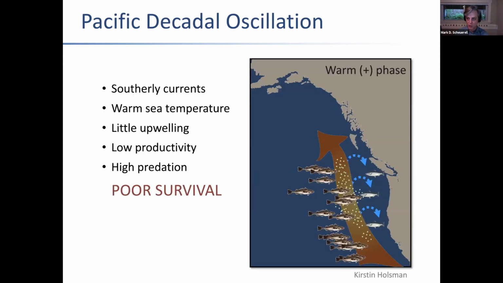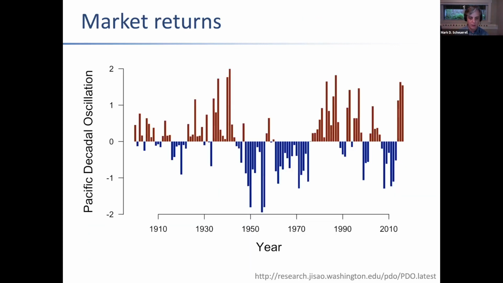So sorry, I'm just going to jump ahead here a little bit to get to the interesting stuff. So here's our time series of PDO. And the PDO was sort of typified by periods where it's generally warm, then generally cold, generally warm, generally cold, warm, cold.